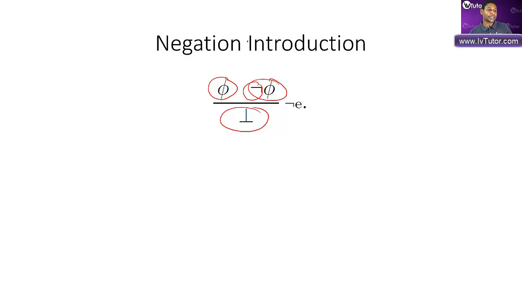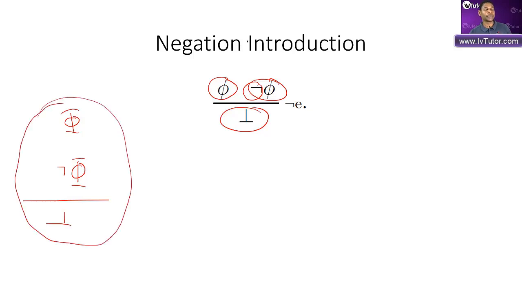If a statement phi is true, and then we also manage to prove that its negation is also true, then we reach what we call a contradiction. So this will always be an invalid argument. That is the negation introduction rule.